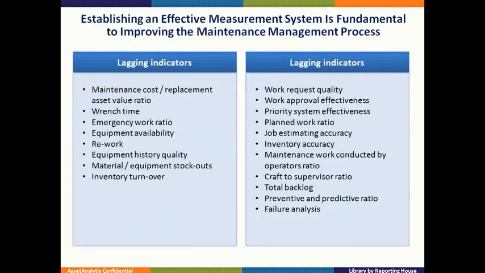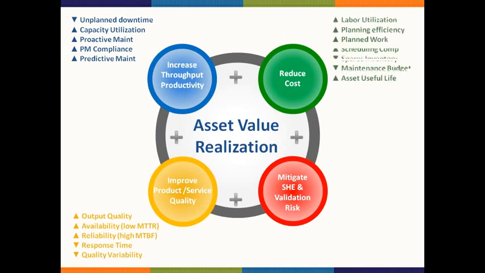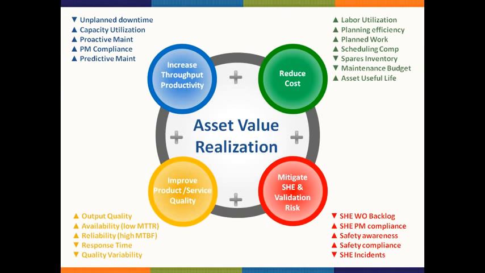Some of these are examples of lagging indicators versus leading indicators. I think I made a mistake. So we can actually look at the impact of the leading indicators on the lagging indicators. This is another example where these were just 4 objectives that this particular organization had. So in their asset value realization, these were the KPIs that they had.